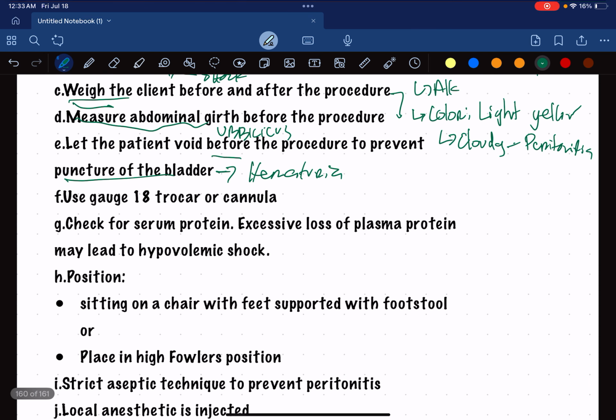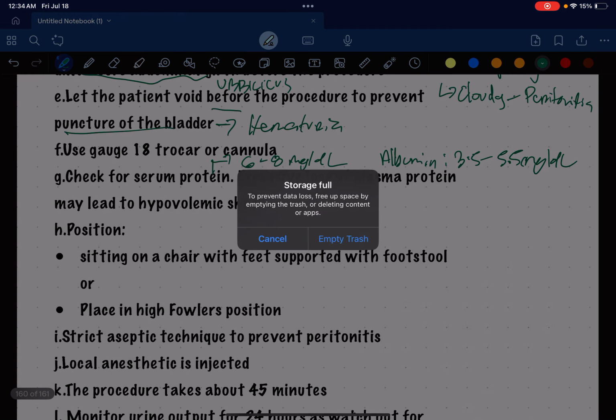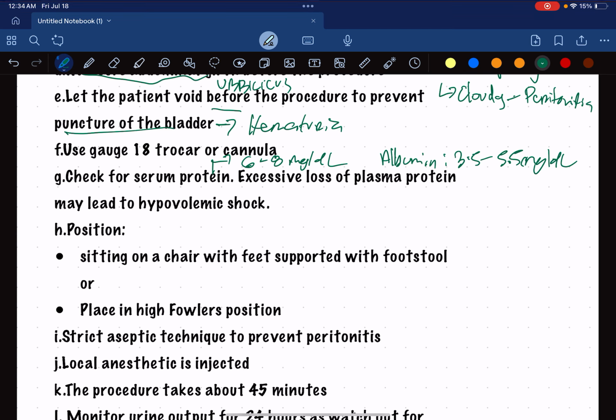Okay? Next, we use gauge 18 trocar cannula. Kaya ganyan kalaking ginagamit natin. And we need to check the serum protein. Si serum protein natin, the normal is 6 to 8 milligram per deciliter. We also need to check the serum albumin. Your serum albumin, ang normal niya is 3.5 to 5.5 milligram per deciliter. Because your protein is responsible for oncotic pressure. So kapag mababa sila, magkakaroon tayo ng fluid shifting that can lead to hypovolemic shock.